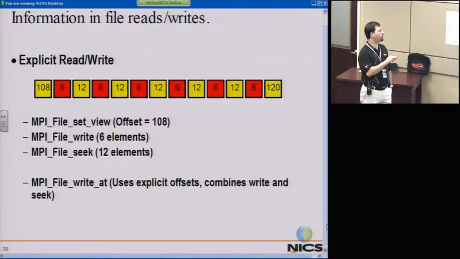Now, you can do an explicit read-write where you can actually set your view, but not limit it to anything. So just view everything and start 108 into the file. So you want to start at the first set where you want to read or write data. You can write, I'll just use write in this case, you can write the 6 elements. And then you can seek 12 more elements and write the next 6, and seek and write. So that's fairly manual.